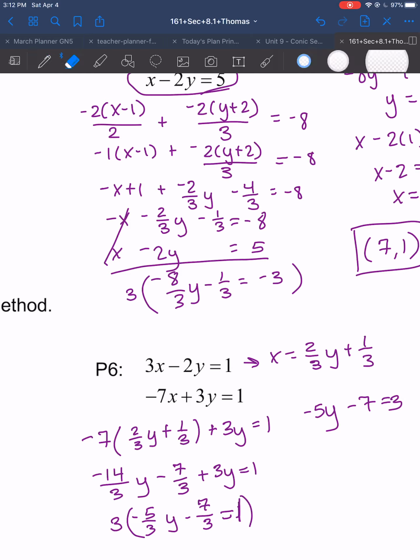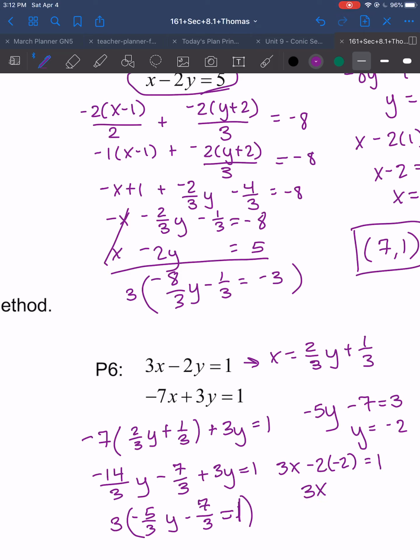My handwriting has gotten worse as we've gone. So then I'm going to solve for y. So y ends up being -2. And so now I'm going to plug it back into an equation. It doesn't matter which one. I'm going to pick the first one. So 3x minus 2 times -2 equals 1. And simplifying, 3x plus 4 equals 1. So x equals -1. So my solution is -1, -2.